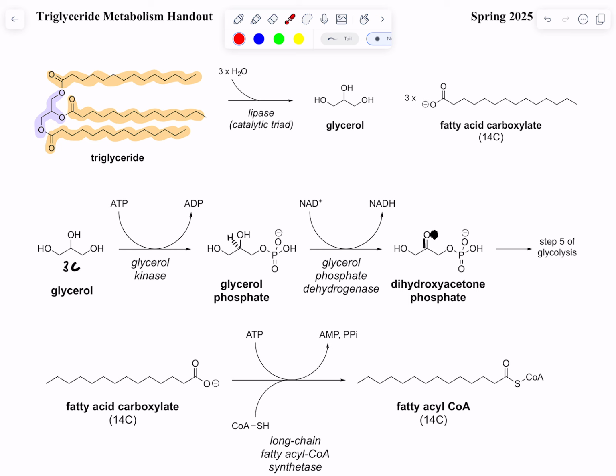Let's see. So we're going to, a little bit later, come back and, based on what you already know, draw a reasonable mechanism for those reactions. Yeah? What was the first one again you said?